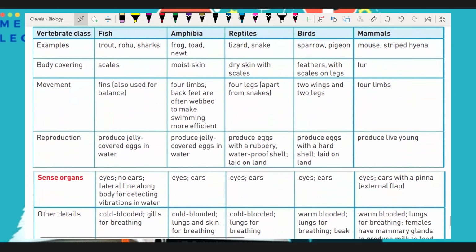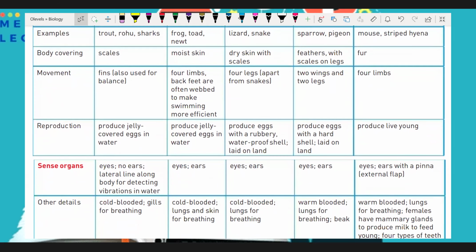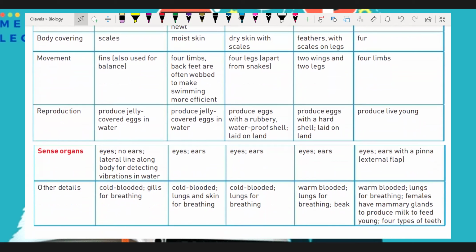Fishes reproduce by producing jelly covered eggs in water. They have some sense organs as well, for example, eyes. They do not have any ears, and there's a lateral line along the body for detecting vibrations in water that we have discussed in some class. And other details are that they're cold blooded and they use their gills for breathing.